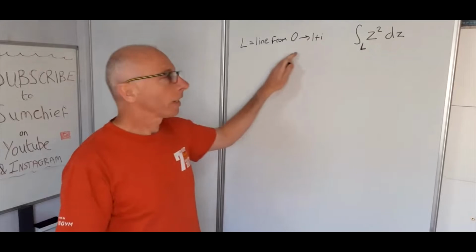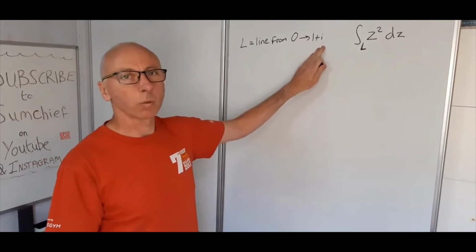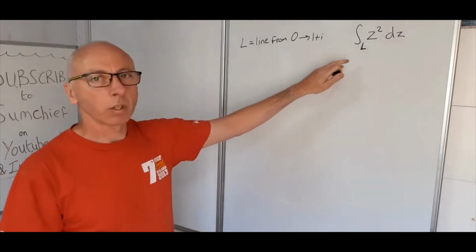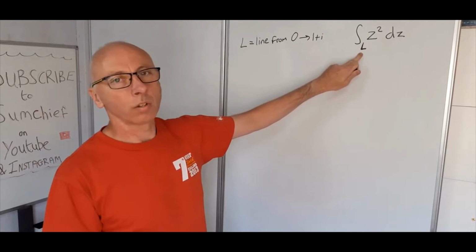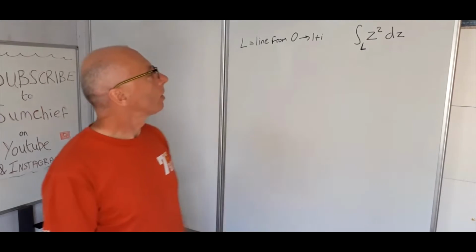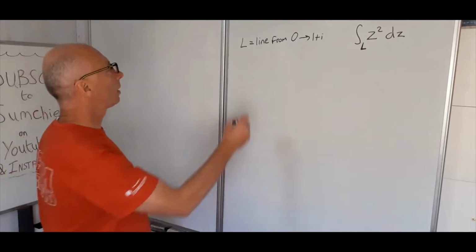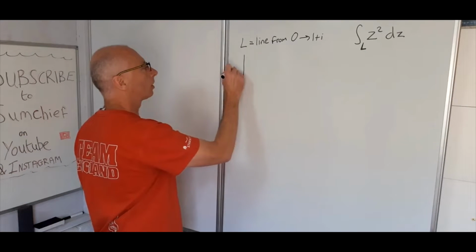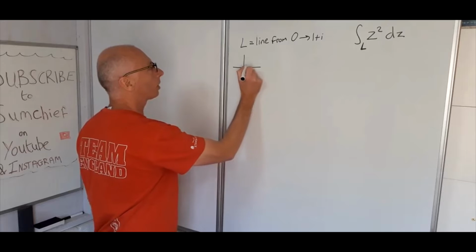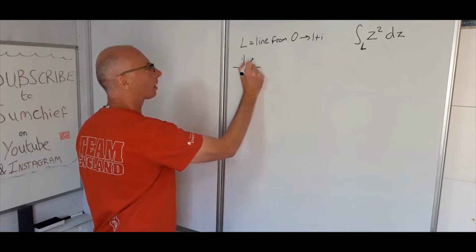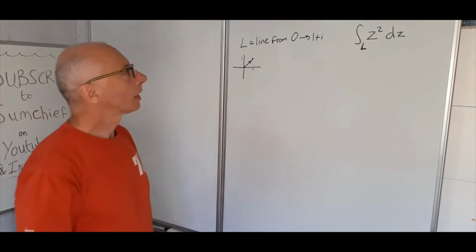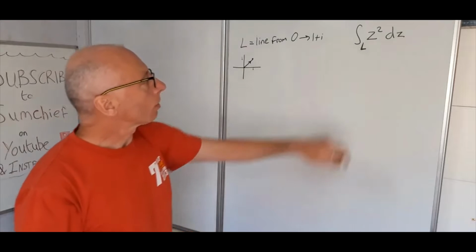So we're given a line which goes from 0 to 1 plus i, and then we're going to integrate z squared with respect to z over this line. So first of all, let's draw the line on the graph. It starts at 0 and ends up at 1 plus i. That's 1, that's i, and it goes in this direction. So how are we going to find this integral?